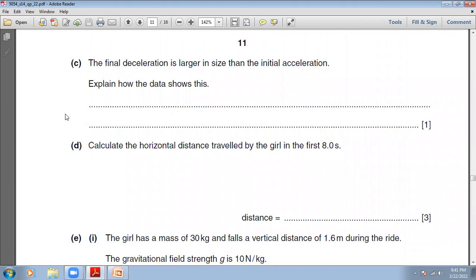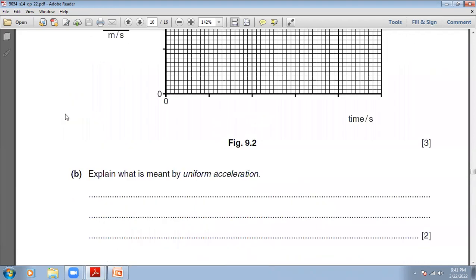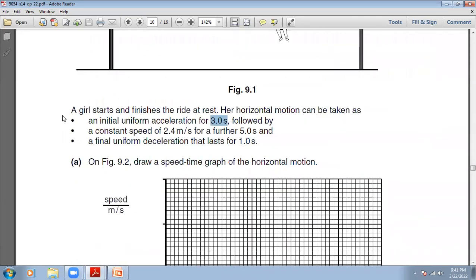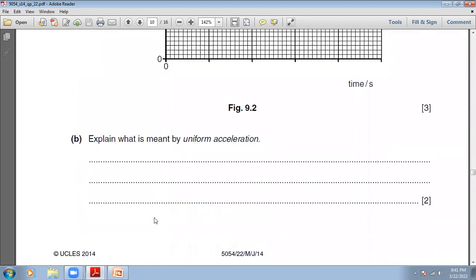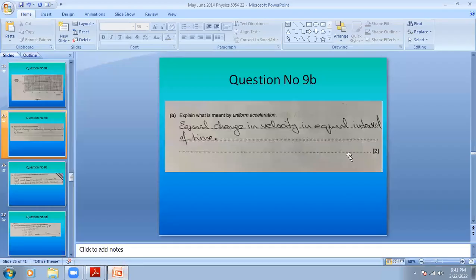The final deceleration is larger in size than the initial acceleration. Explain how the data shows this. To achieve the speed of 2.4 meters per second from rest, the girl took 3 seconds. But she took only 1 second to go from 2.4 meters per second to 0. So it means that the deceleration is larger than the acceleration. I hope you understand my description.